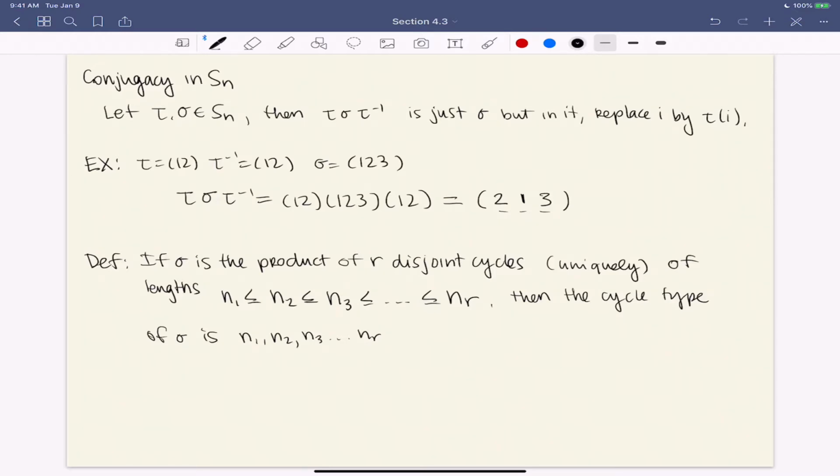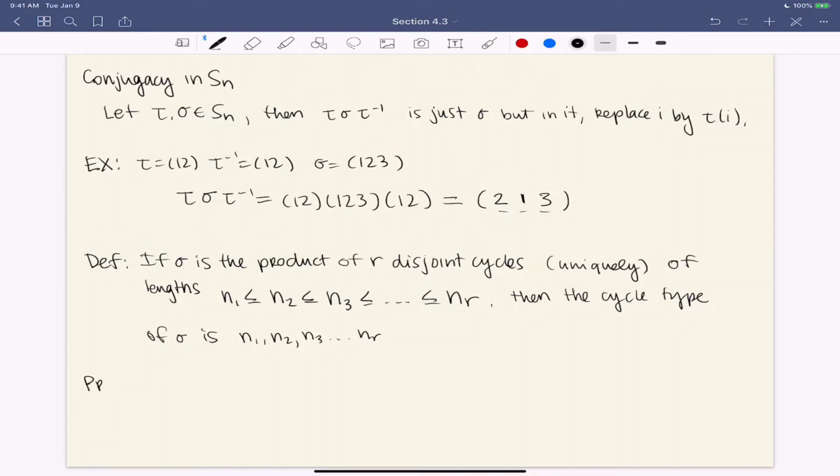Like here, sigma was just a 3-cycle, or sigma could be a 2-cycle times a 3-cycle. They're disjoint, right? Or it could be a 2-cycle times a 3-cycle times a 4-cycle. That's its cycle type. It's just the shape of it. I'm not even telling you the numbers in it. I'm just telling you the lengths of the cycles.